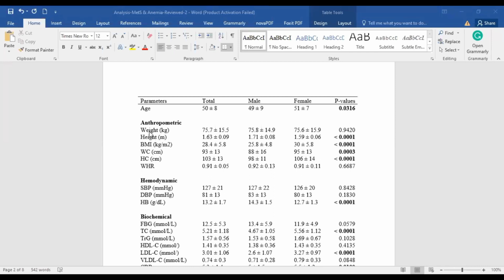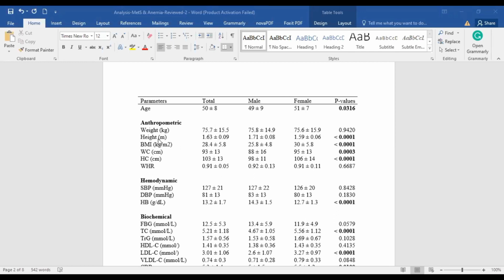When it comes to weight, for example, is the mean weight of males different from that of females? The p-value here is saying no. The mean weight of males is 75.8 plus or minus the standard deviation, and then the weight of females is 75.6 plus or minus standard deviation. And these values are very close to each other, and so it makes sense why statistically we are saying that there's no significant difference.